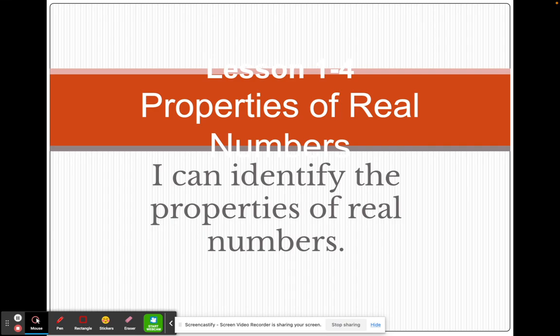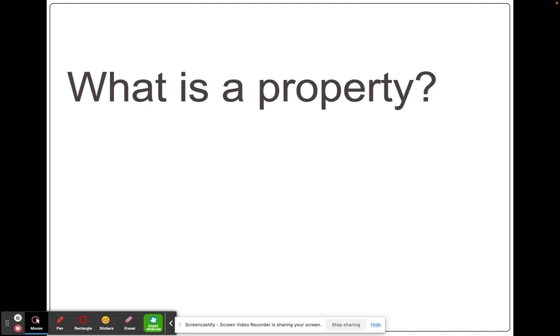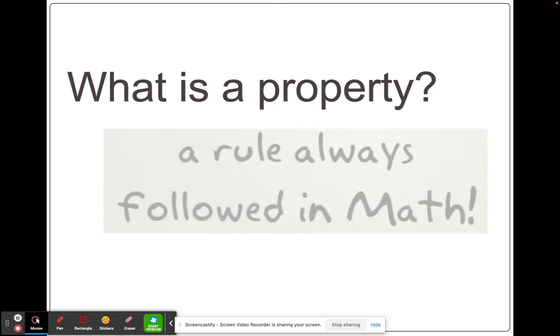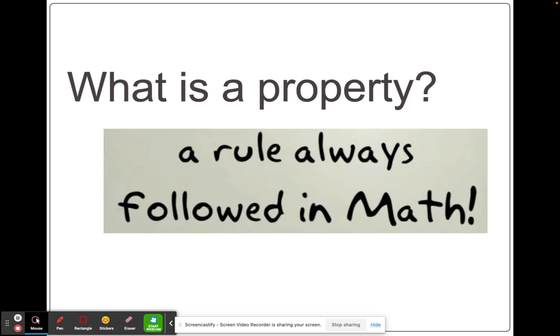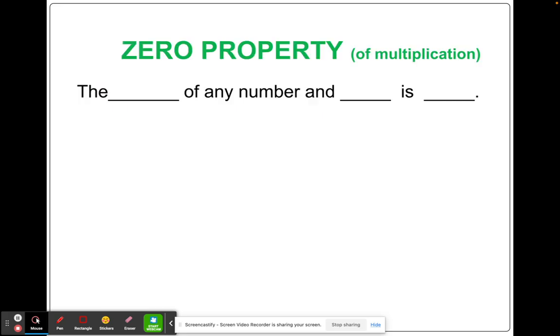Let's skip the warm up. Our goal for today is to identify the properties of real numbers. You can also use them. So what is a property? A property is just a rule that's always followed in math. So let's start talking about them.